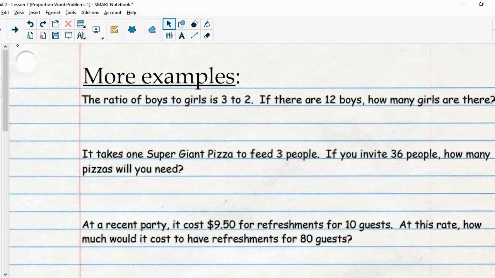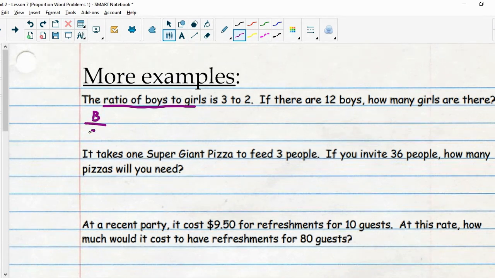Okay, so look at the first example, all right? Ready? You don't have to write this down, okay? Just be prepared. The ratio of boys to girls. When you do word problems, set up your question as you read it. Don't wait till the end to set it up, because you can save some time that way. The ratio of boys to girls is 3 to 2, right? For every 3 boys, there are 2 girls, okay?